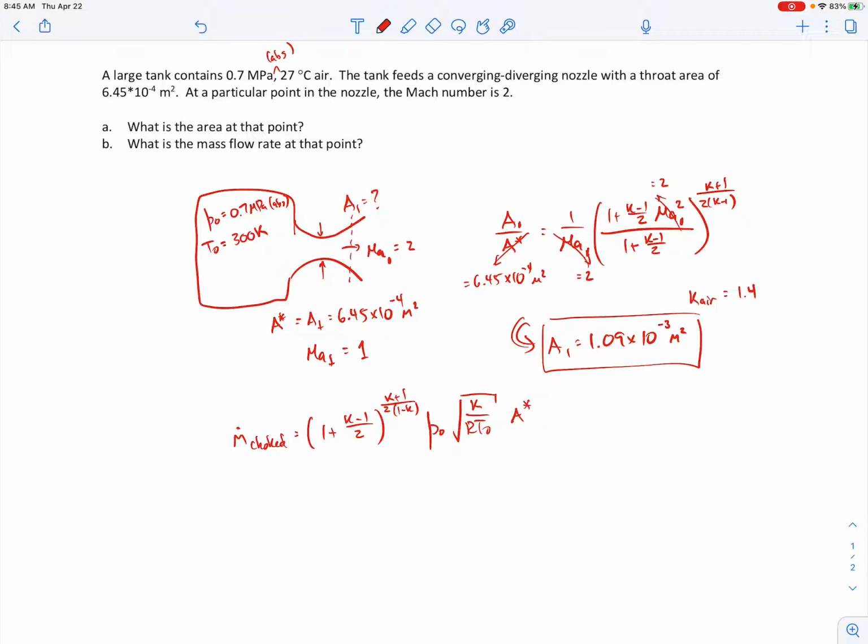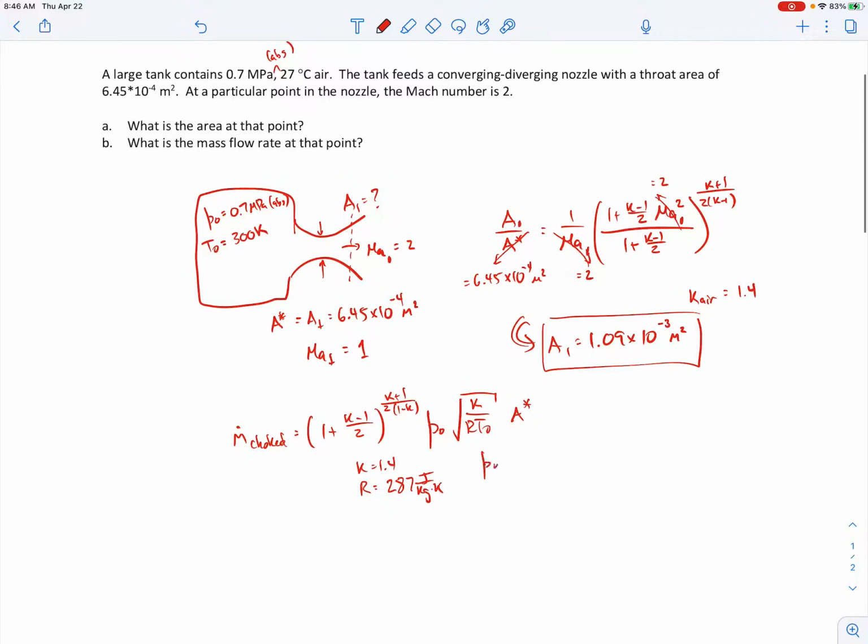Okay, so that's the choked flow mass flow rate. That's the maximum mass flow rate you can achieve by lowering the back pressure. We know again k is 1.4. We know the gas constant for air, it's 287 joules per kilogram Kelvin. Those are good numbers to memorize because we use air very often in gas dynamics.